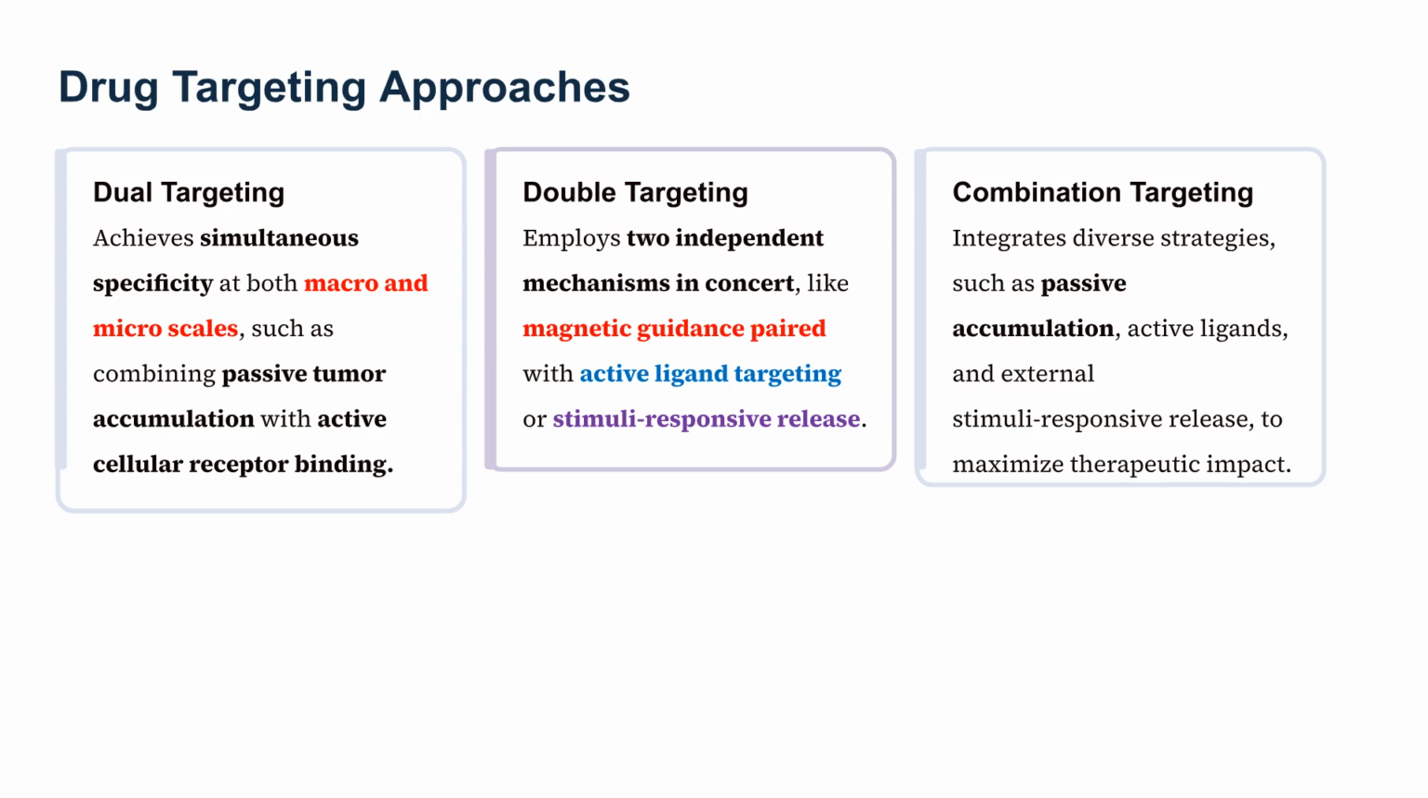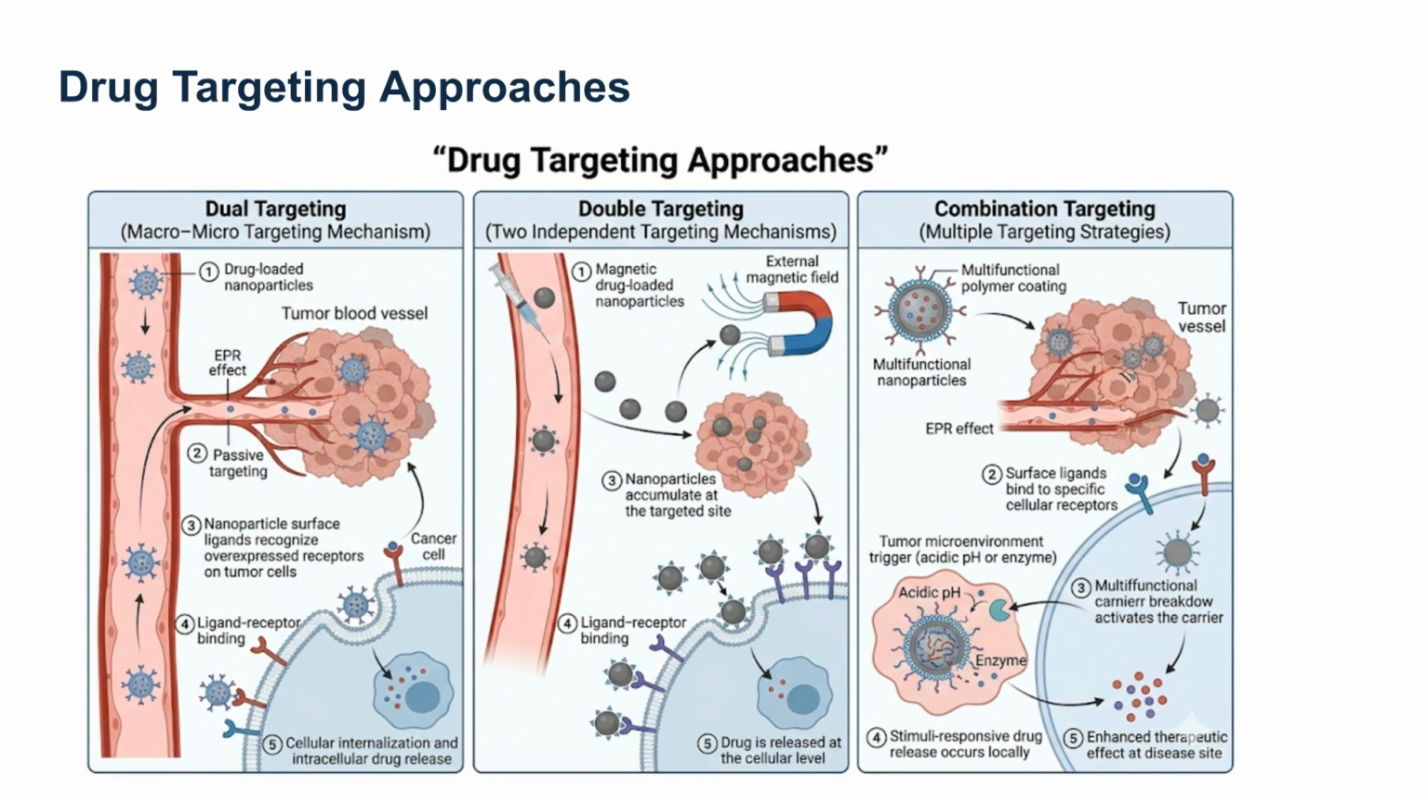Dual targeting achieves simultaneous specificity at both macro and micro scales, combining passive accumulation with active receptor binding. Double targeting employs 2 independent mechanisms in concert, like magnetic guidance paired with active ligand targeting. Combination targeting integrates diverse strategies such as passive accumulation, active ligands, and external stimuli-responsive release to maximize therapeutic impact. This synergistic approach aims to overcome single-strategy limitations and significantly improve therapeutic outcomes.